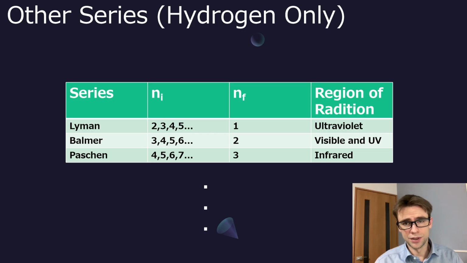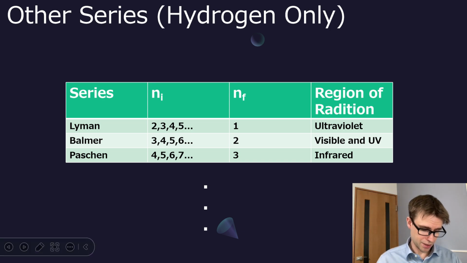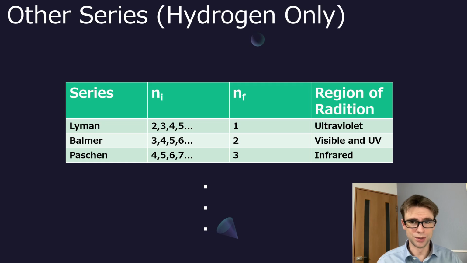And I think there are series beyond these, from n equals 5 down to n equals 4, and 6 and 7 and 8 down to n equals 4, and basically that can go on forever, right? It gets more difficult to detect, I think, as we increase these numbers, but still, they exist, but you only need to know these 3 for IB exams. And these series are only true for the hydrogen atom, let's make that clear.